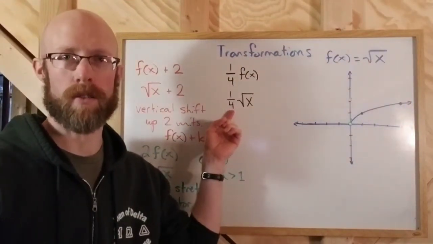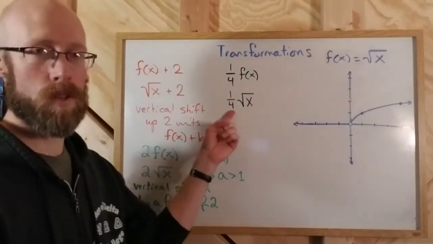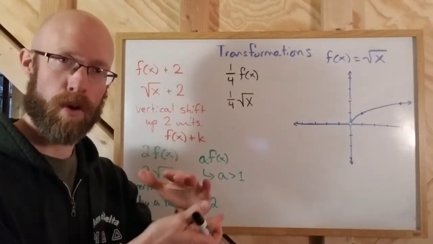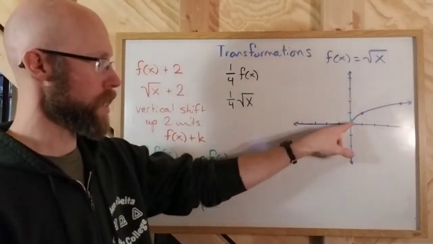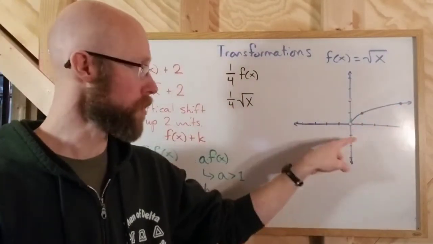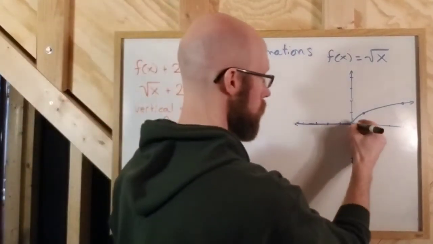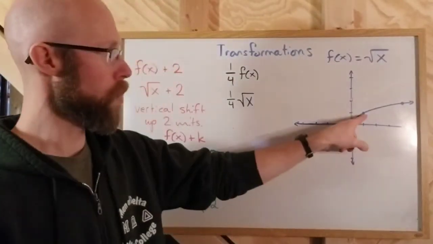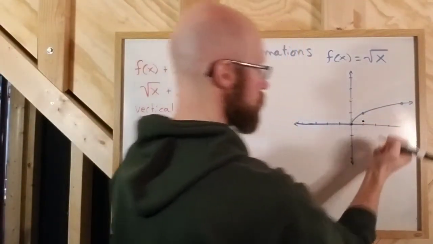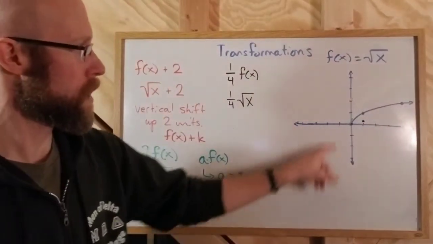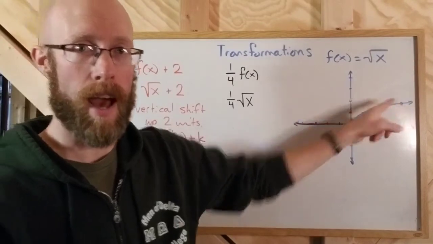Doesn't even have to be a fraction. You could use a decimal. That's fine. But it has to be between 0 and 1 to make this compress. So by multiplying by 1/4, you take each output and multiply by 1/4. The output of 0, multiplied by 1/4, you still get 0. Take the output of 1, multiply by 1/4, you get 0.25 or a quarter. Take 2, multiply that by 1/4 and you get a half.